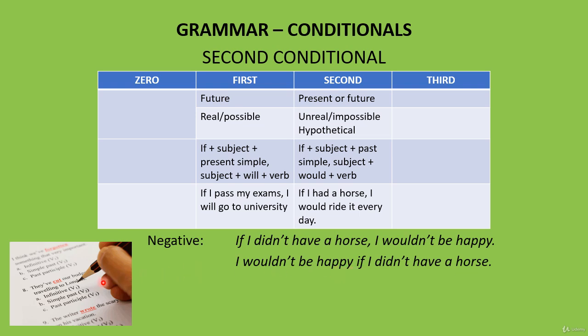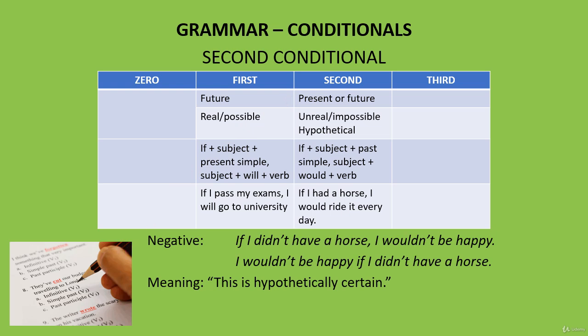The meaning is this: this is hypothetically certain. I wouldn't be happy. But the reality is that I have a horse and I am happy. Notice that the second conditional does not describe the past, even though we use past simple. It describes an unreal or hypothetical present or future.